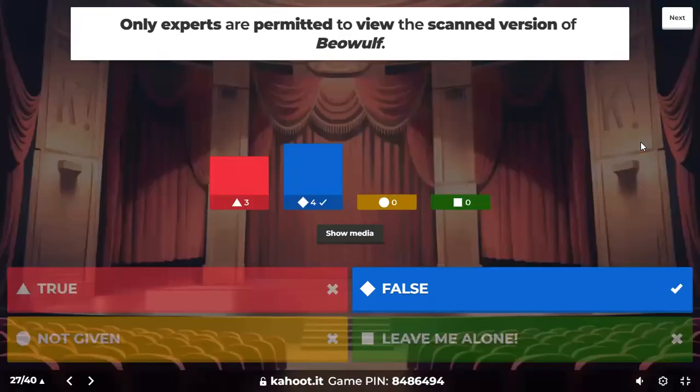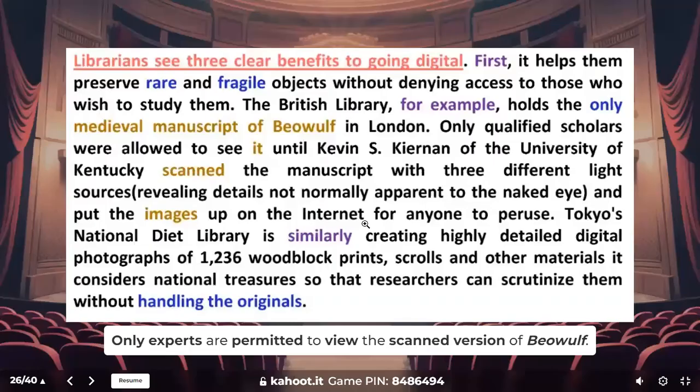My goodness, only 4 of you have got the correct answer. So here we have only experts permitted to view the scanned version of Beowulf. Now here the focus is the scanned version. Is it only experts who are allowed to see it? Okay, so I will simply go back. Now only experts. Where can you find only experts? Only qualified scholars. Excellent.